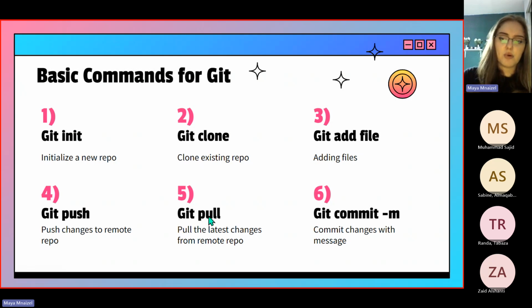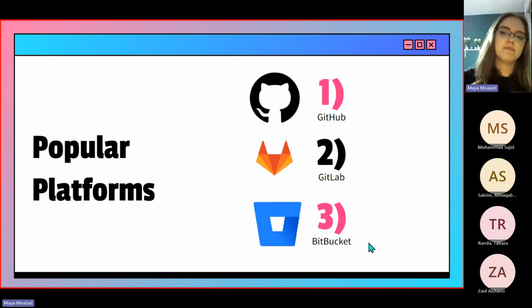And git push and pull are used for remote repositories like GitHub, and this is what we're gonna do today. So git push is to push changes to a remote repository, and git pull is to take the latest changes from a remote repository. And git commit minus m, an option for message. So you commit changes, like you agree with the changes with a message. So git commit with the option m, and then in quotation marks, you enter a string message.